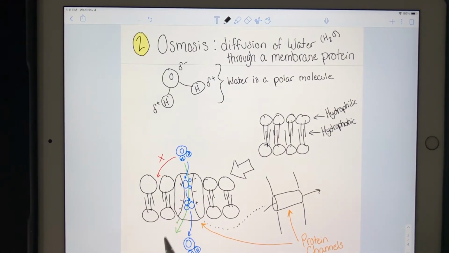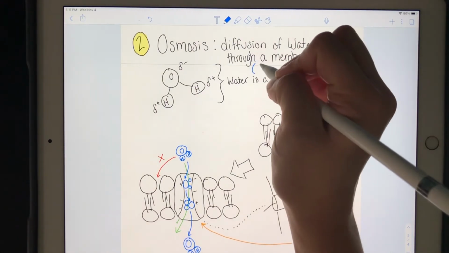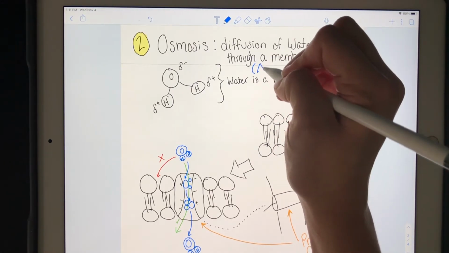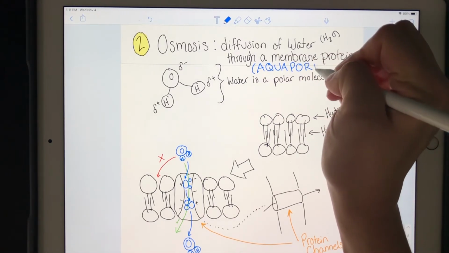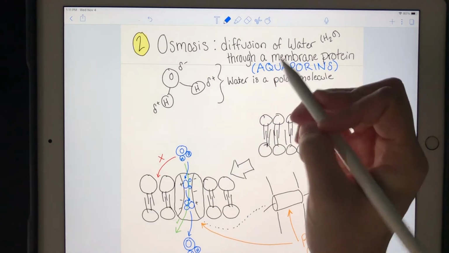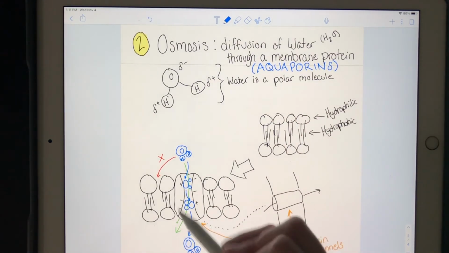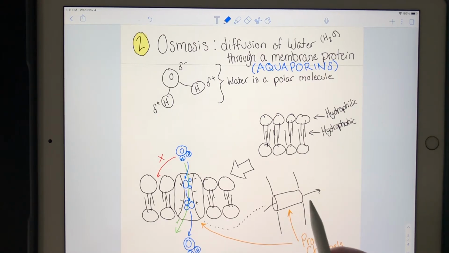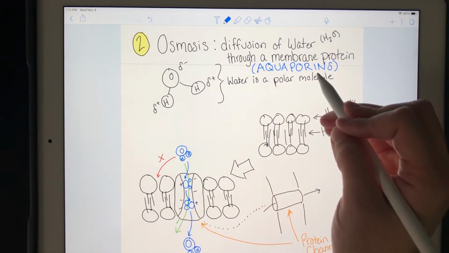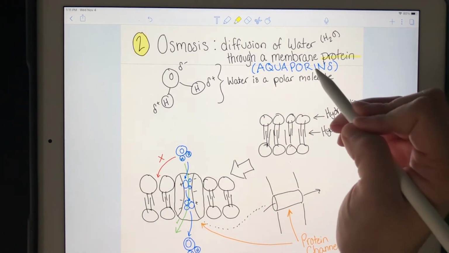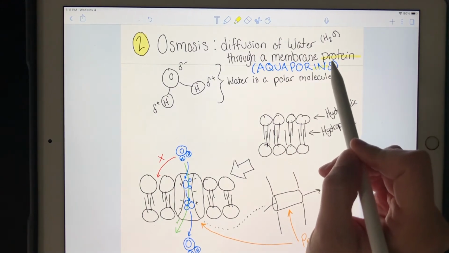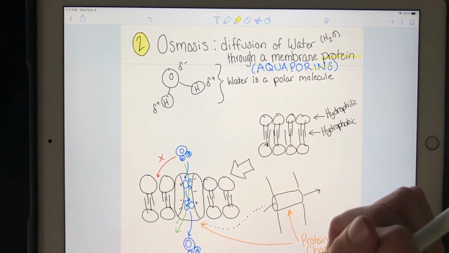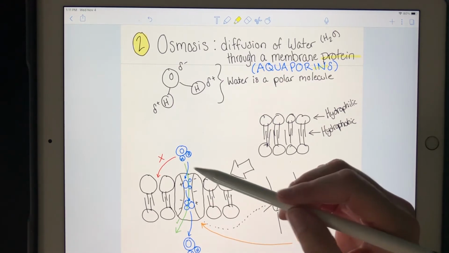And these membrane proteins that are responsible for allowing water to pass across a membrane, they have a very specific name because it has the letters AQUA or aqua in it. But these proteins are called aquaporins. Aqua meaning water, pore meaning it's a pore in the membrane. Pores are like holes. And the two letters IN oftentimes cue us in to know that something is a protein. So osmosis is the diffusion of water through a membrane protein called an aquaporin. And there's an example of one there.